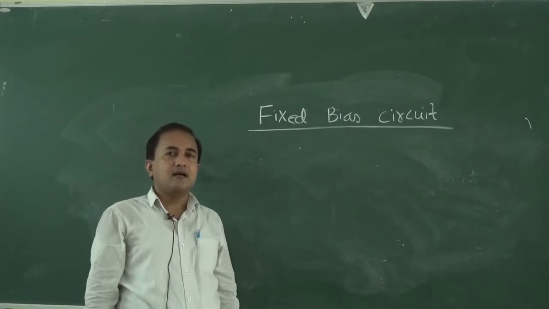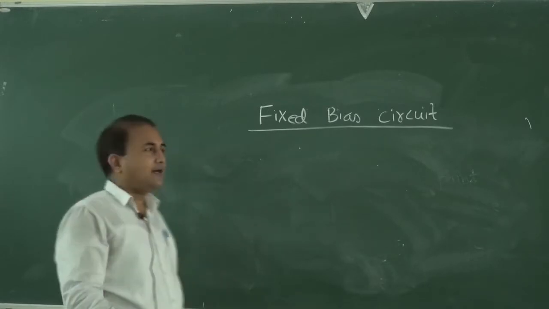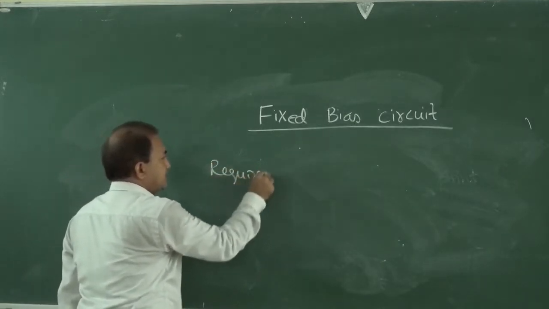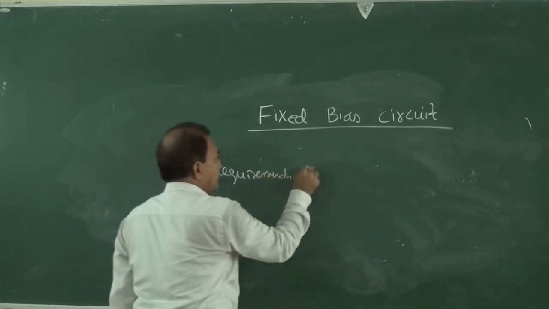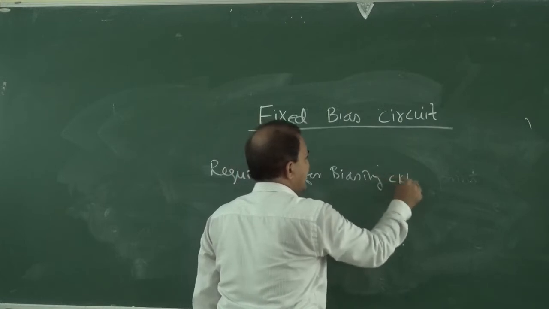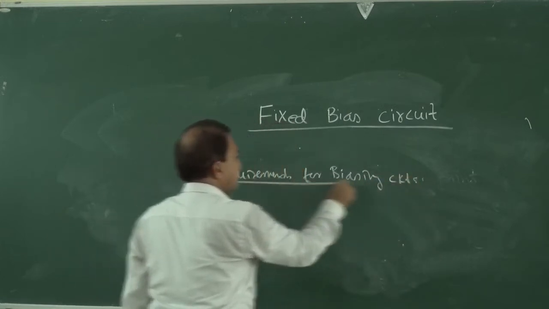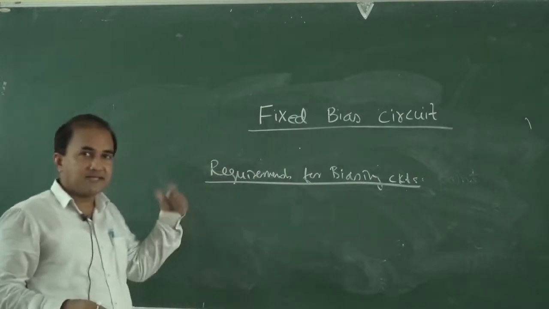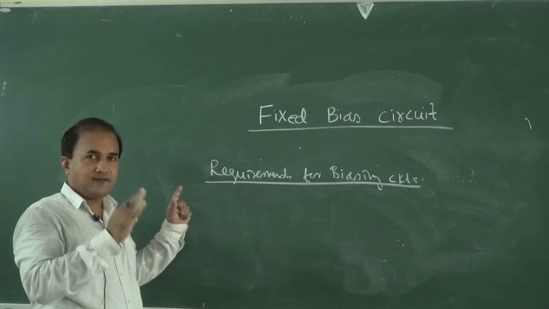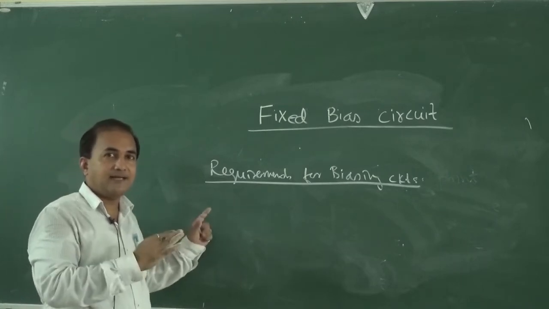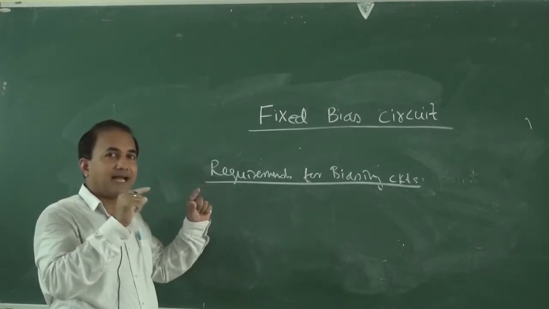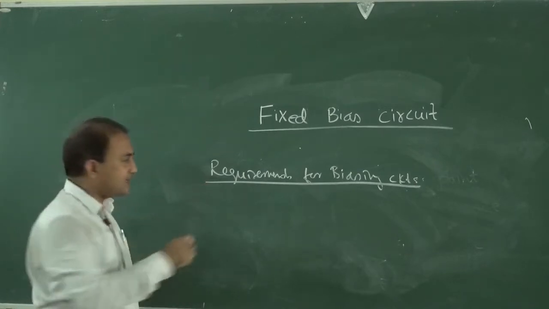In the previous class we had discussed the requirements for biasing circuits. What are the requirements for any biasing circuit? We have seen the main requirements. The biasing circuit should first fix the operating point in such a way that the Q point lies in the middle of the active region. This is the first requirement.